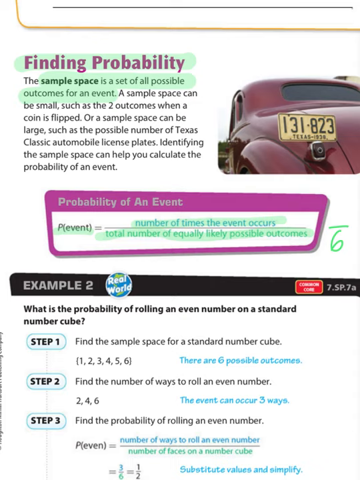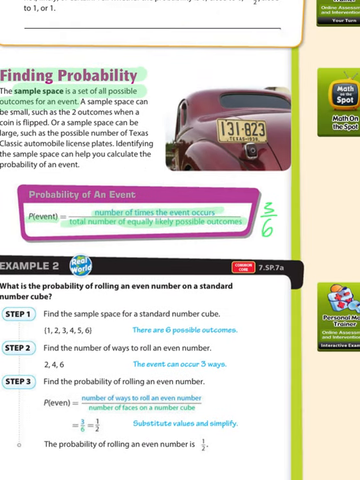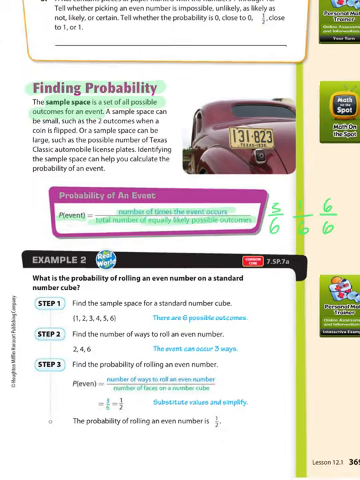So if it was rolling an even number, well, there's 3 even numbers on a dice. That would be 3 out of 6. If it's rolling a 1, that's only 1 event out of these 6 possible events. Or like we saw on the first slide, if rolling a number less than 7, well, all 6 numbers are less than 7, so 6 out of 6 would be 1, or certain that that would happen.